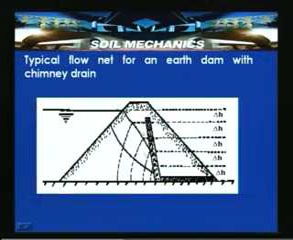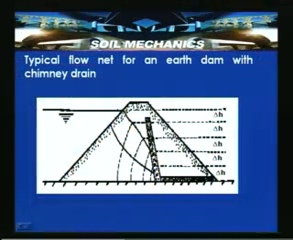This is a typical cross section along with the flow net for an earthen dam with a chimney drain. There is a toe filter at the bottom, and a drain placed here. With this, the phreatic surface is restrained within the central part of the dam. Methods are used to arrive at the dimensions, and then one can construct the phreatic surface and flow net, and calculate the quantity of seepage.